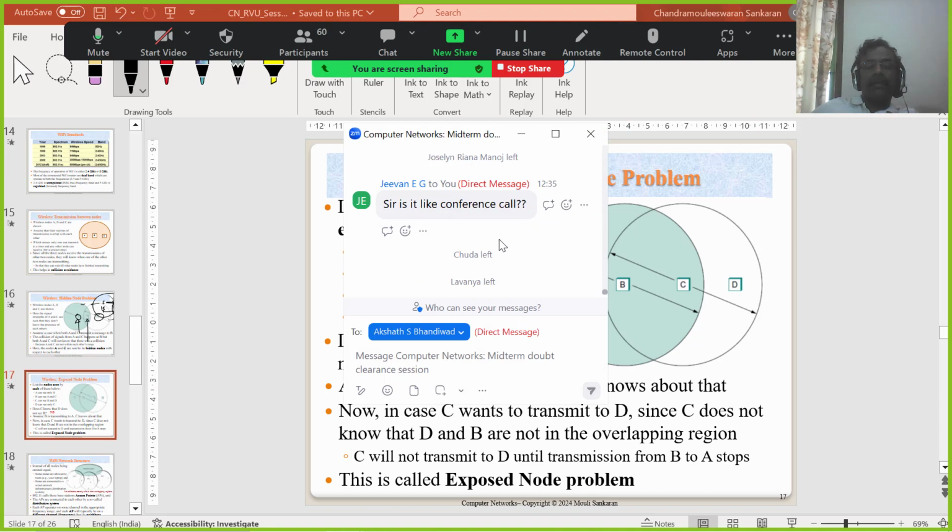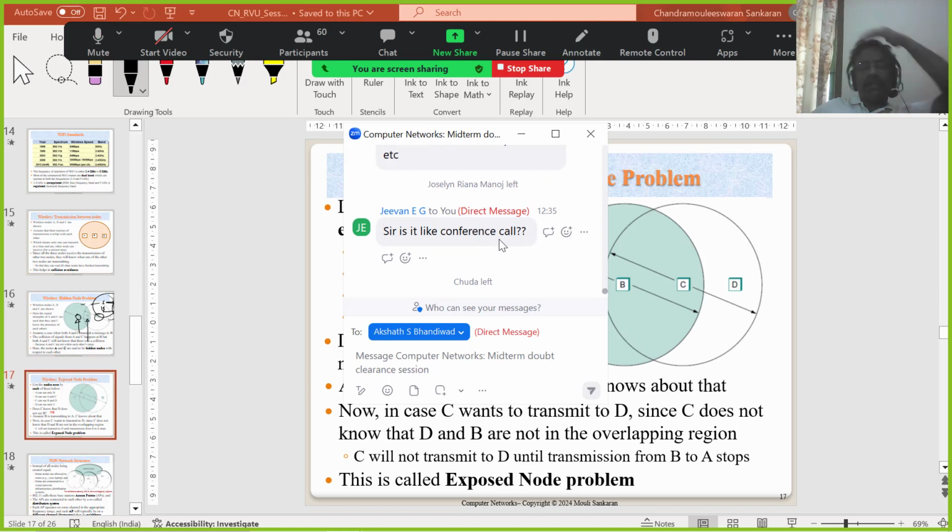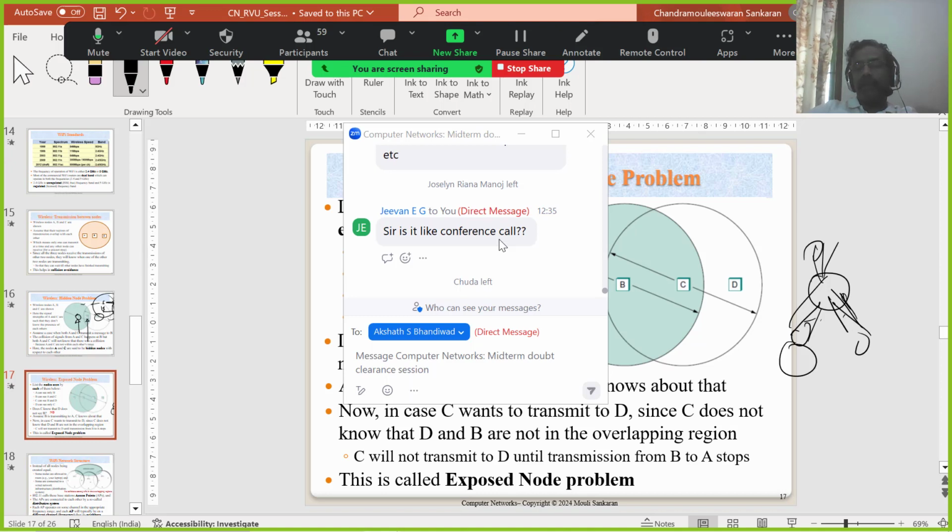Sir, is it like a conference call? What is like a conference call? No, conference call means it's like a broadcast. In a conference call, when there is a conference call bridge, any voice packet coming from anybody is sent to everyone. Suppose you are having a voice call, every voice packet coming from everybody is sent to everyone. But the problem, if what you mean by that is two people are talking, both the voice packets at that particular time will be delivered to all the other guys, and they will be garbled. So that's what will happen.